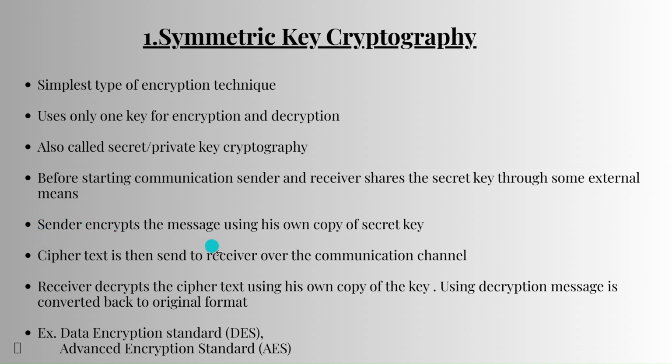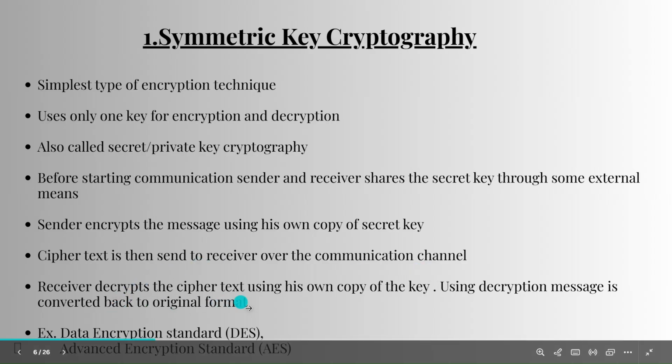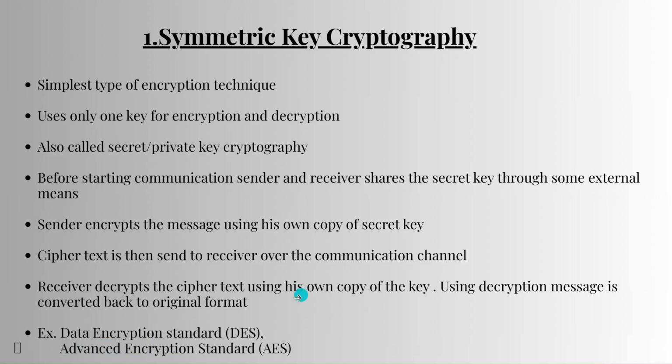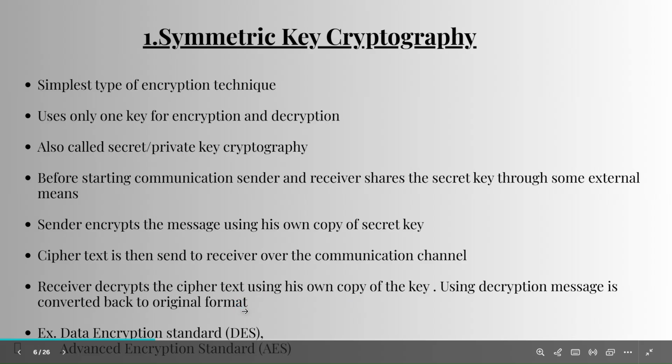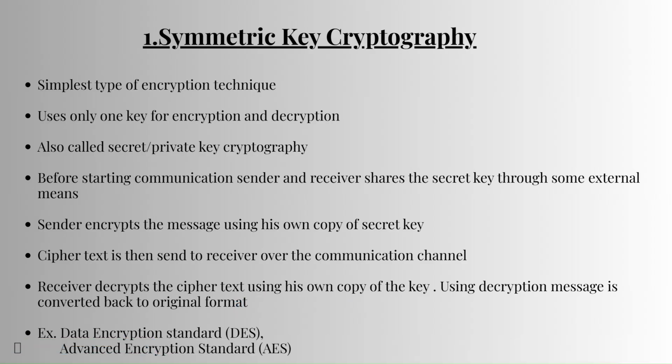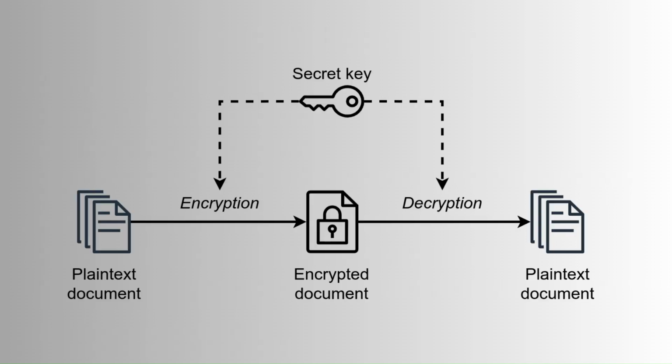So what is the working? First, the sender encrypts the message using his own copy of the secret key. The ciphertext is generated and sent to the receiver over the communication channel. The receiver decrypts the ciphertext using his own copy of the key, and using the decryption, the message is converted back into the original message, which is in readable format. There are different examples of symmetric key cryptography: Data Encryption Standard, which is DES, and Advanced Encryption Standard.